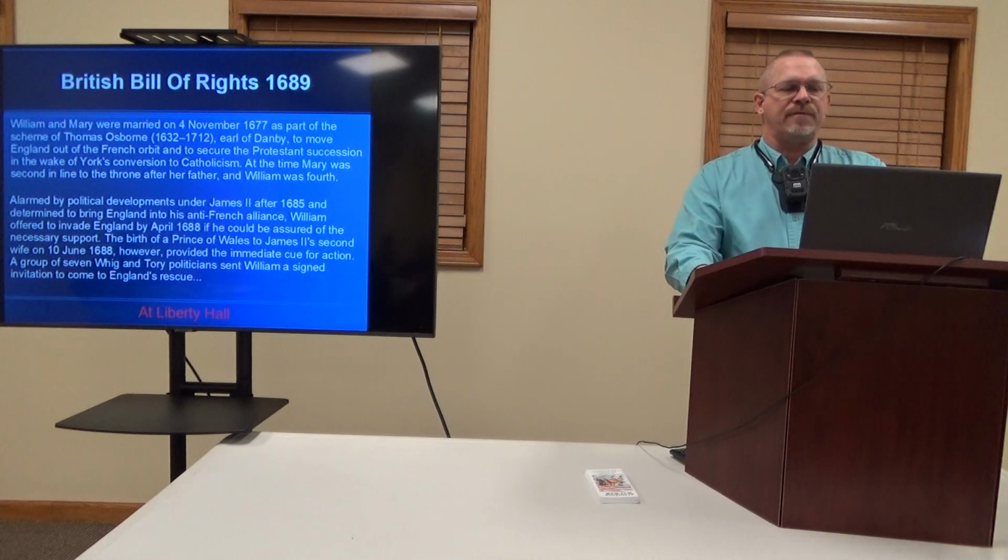William and Mary were married on 4 November 1677 as part of the scheme of Thomas Osborne, Earl of Danby, to move England out of the French orbit and to secure the Protestant succession in the wake of York's conversion to Catholicism. At the time, Mary was second in line to the throne after her father, and William was fourth. Alarmed by political developments under James II after 1685 and determined to bring England into his anti-French alliance, William offered to invade England by April 1688 if he could be assured of the necessary support.